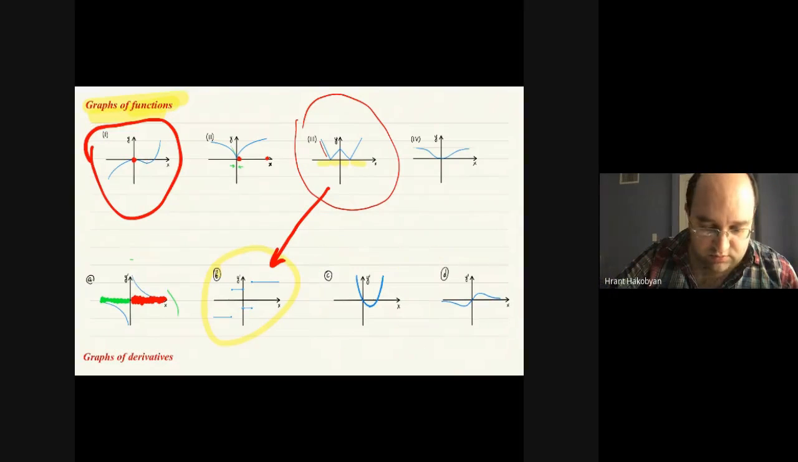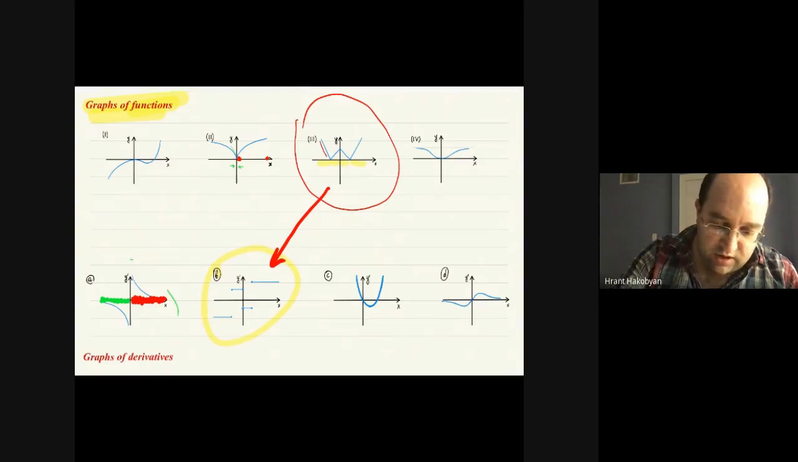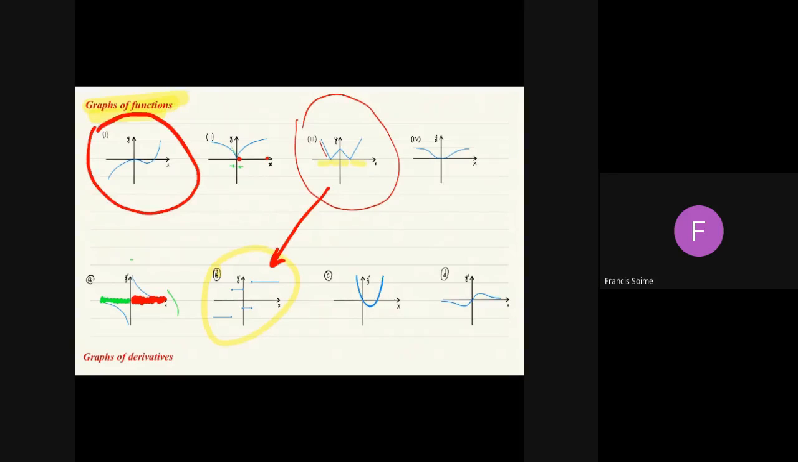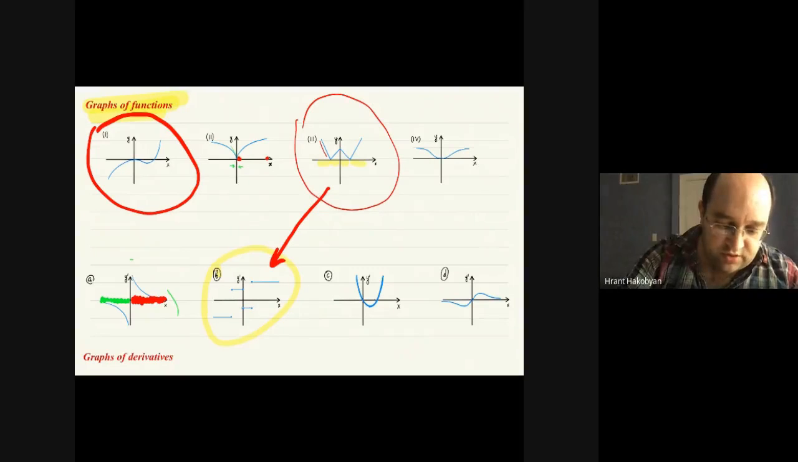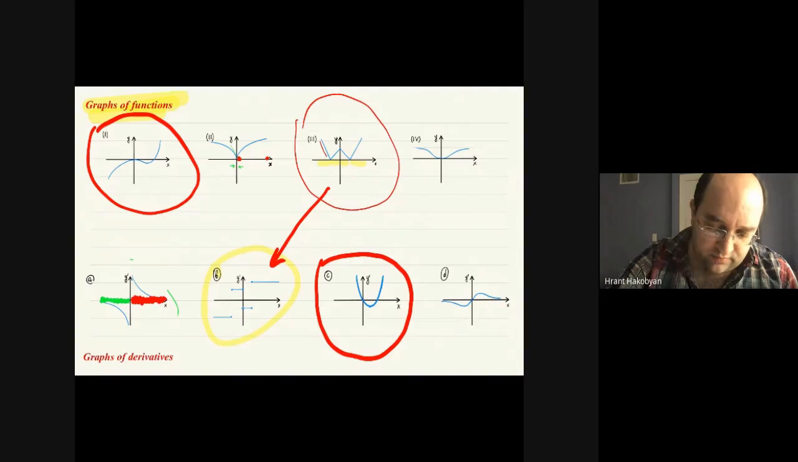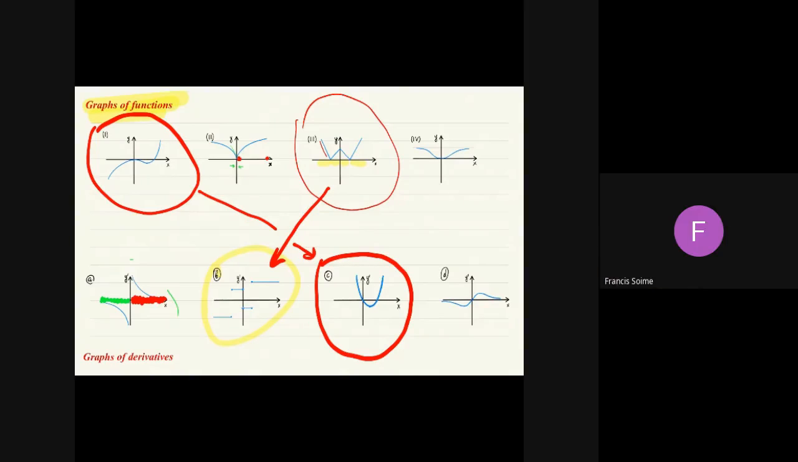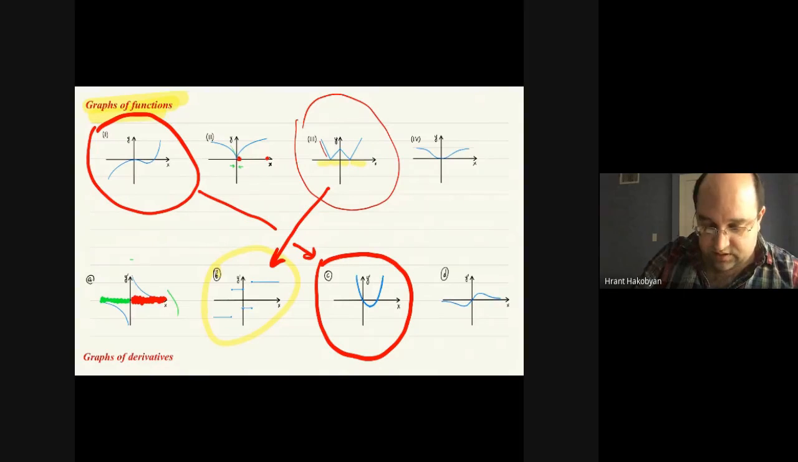So we saw that. So number one. What's the question? Which graph corresponds to the derivative? Given a graph, we have to figure out what's the derivative. So this one corresponds to that, because it has 2 zeros, right? The derivative has 2 zeros.